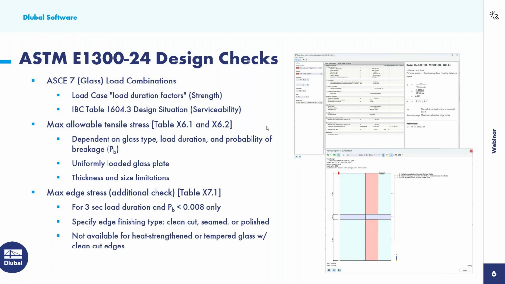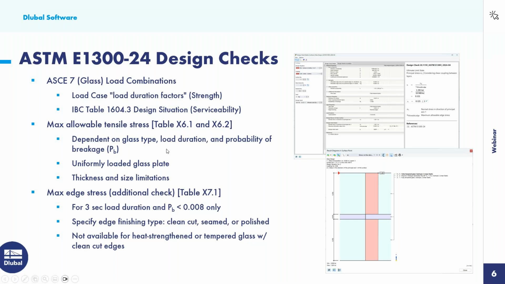So from the ASTM, we are going to calculate the max allowable tensile stress for each surface. And for this, we refer to table X6.1 and X6.2. Now, this is dependent on the glass type, the load duration that we talked about up here within the load combinations, and the probability of breakage.